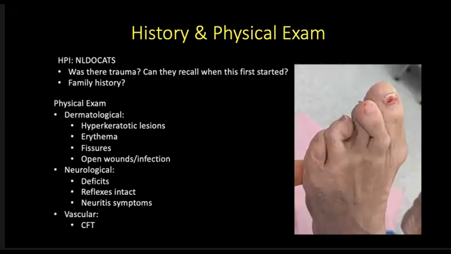So, I think what's really important with your HPI specifically is asking them if they can recall an actual traumatic event, if they recall stubbing their toe, how long has this been going on for? Have they noticed deformity getting worse with time? These are all questions that you need to ask. This will help dictate what you do for the patient. Try and gauge if this is more of an acute situation that happened recently, or is this chronic and has been longstanding for years.